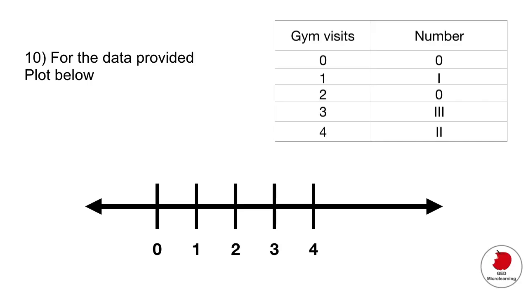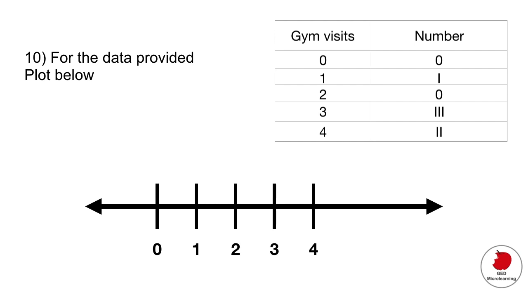Okay, question 10. Sometimes in the GED, you're going to be asked to interact with graphs or lines. For example, you might be asked to plot some data. This is a frequency table on the top right, and it's asking you to plot the data from the frequency table onto the line. On the line you have 0, 1, 2, 3, 4, which represents the gym visits. The table tells you how many people went in each visit.